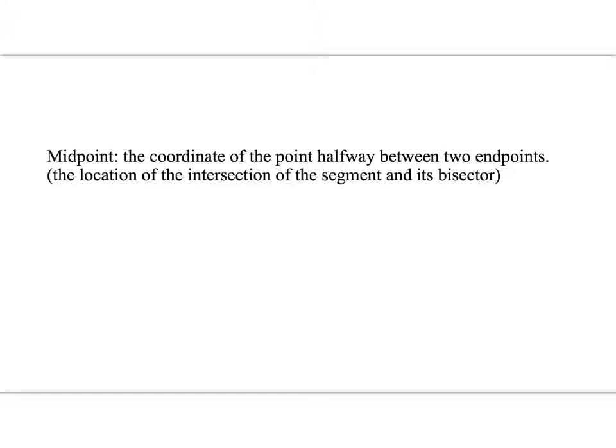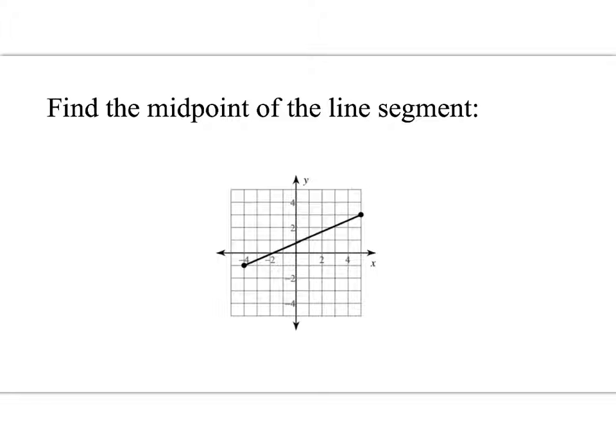The midpoint is what it sounds like. The midpoint is the coordinate of the point halfway between two endpoints. It's the location of the intersection of the segment and its bisector. So we want to find the midpoint of the line segment. From a graph, we can just intuitively know where the midpoint is. We want to think about the fact that we're trying to find halfway between these two endpoints.